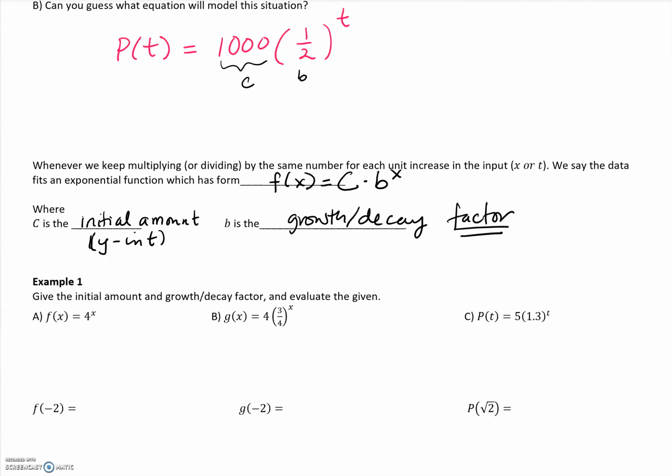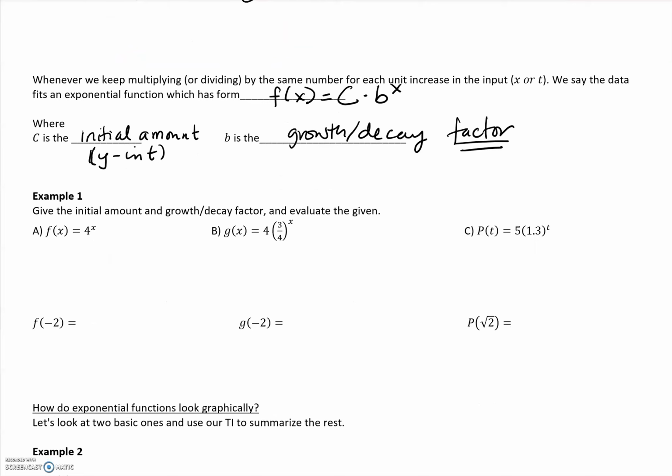So in our first example, we just want to make sure we know the two components of an exponential function. We want to give the initial amount, the growth or decay factor, and then evaluate whatever we're supposed to evaluate with the function. So for part A, I can think of this as 1 times 4 to the x. So I have an initial amount of just 1. I started with 1. And then since 4 is going to keep making my numbers bigger and bigger, that looks like it's going to be a growth.